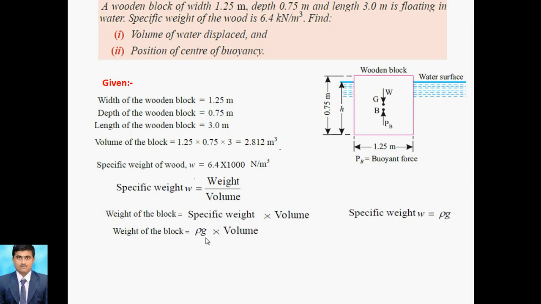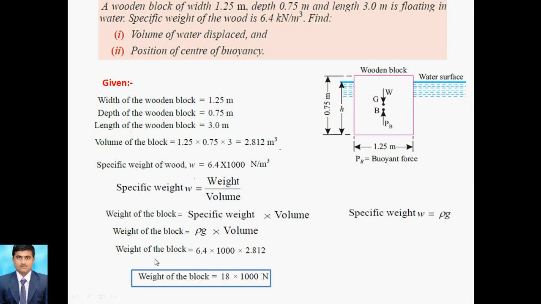Now we know that the volume is known to you, correct? Then that specific weight, rho g, is already known, that is 6.4 into 1000, we can place here. Volume is already known, that is 2.812, we can place this, and then we find out the weight of the block. So this is the weight of the block, 18 into 1000 Newton.